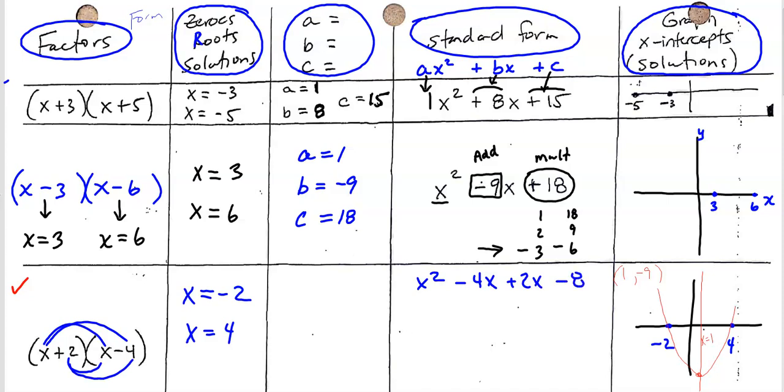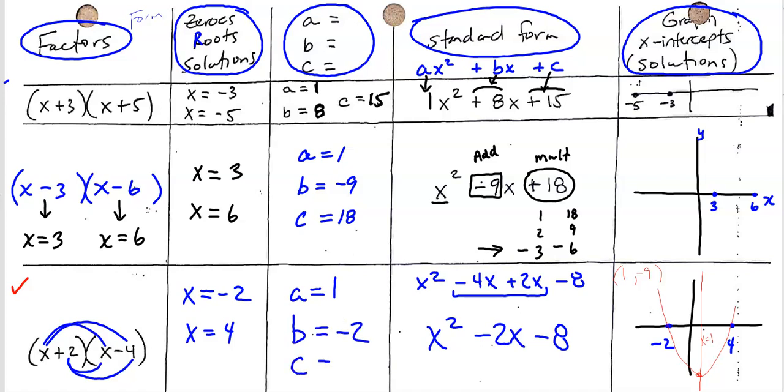And now I should clean it up because right now there's no b term. I have 2x terms, so I need to combine that to get x squared minus 2x minus 8. Now we're in standard form. Now I could put my coefficients in. Coefficient is 1. The next coefficient is -2. And the next coefficient is -8.